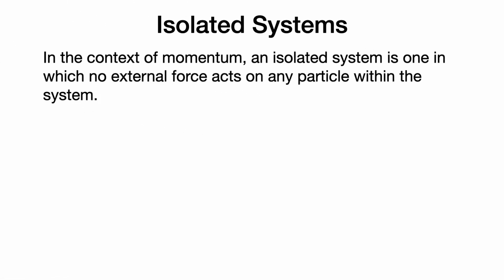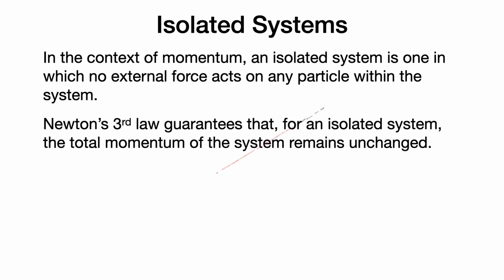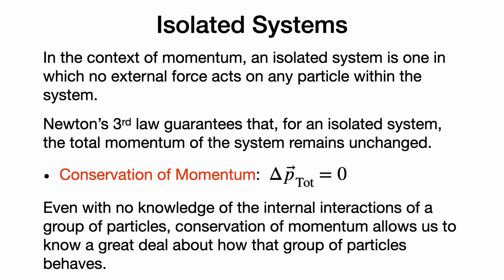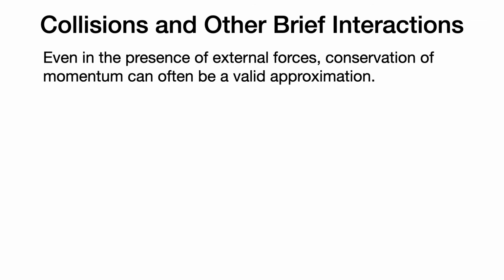In the context of momentum, an isolated system is one in which no external forces act on any particle within the system. Newton's third law guarantees that for an isolated system, the total momentum of the system remains unchanged. This is our concept of conservation of momentum. Even with no knowledge of the internal interactions of a group of particles, conservation of momentum allows us to know a great deal about how that group of particles behaves. Even in the presence of external forces, conservation of momentum can often be a valid approximation.